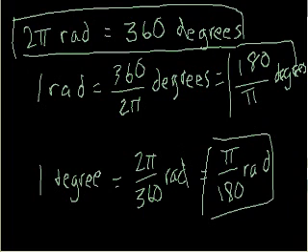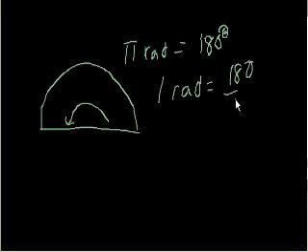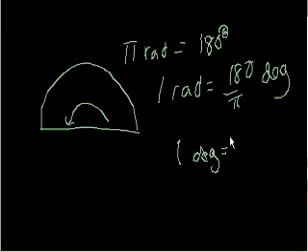Or another way, which makes the algebra a little simpler, is if you just think of a half circle. A half circle, this angle is 180 degrees, right? That's a degree sign; I could also write degrees out. And that's also equal to pi radians. So pi radians equal 180 degrees, and we can get the same math: 1 radian equals 180 over pi degrees, or 1 degree is equal to pi over 180 radians.